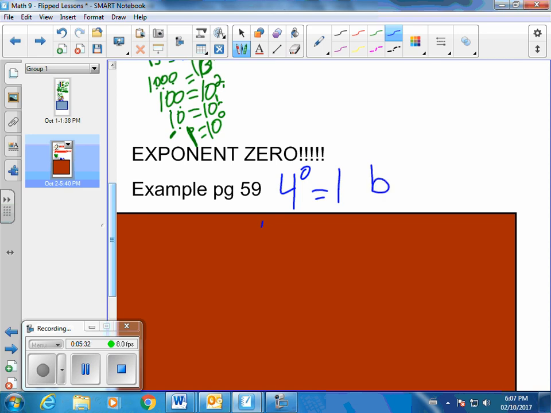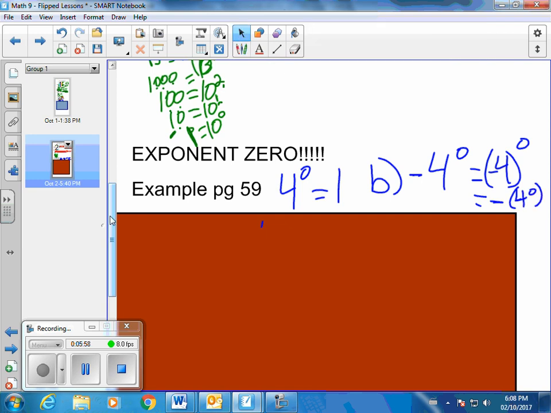Question B, because we have to remember too that our brackets are going to matter. Negative 4 to the power of 0 is a lot more similar to negative 4^0 than the opposite, where we have negative 4 in brackets to the power of 0. Each of those is going to give us a very different answer.